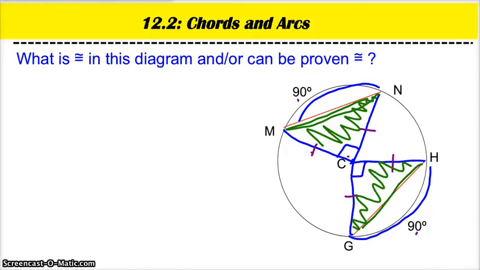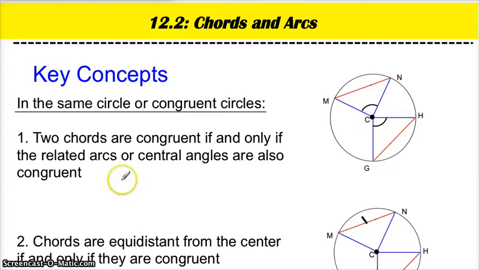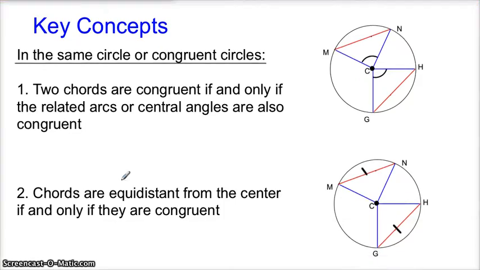All right, so let me get down to something that's in your notes, because I know that's the reason you're watching, to write things down. Key concepts. It says in the same circle or congruent circles, there are three key concepts here. Number one is the one that I just discussed. Two chords are congruent, and the chords are these red lines here, so this would be congruent to that, if and only if the related arcs or central angles are congruent. In this diagram I have the central angles marked congruent. If those central angles are congruent, then the chords are congruent.